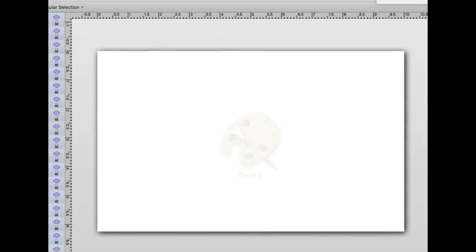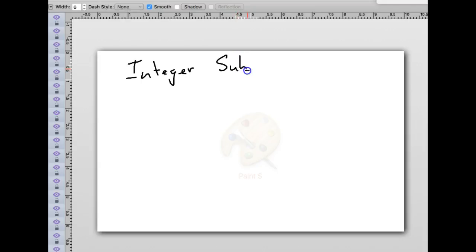All right, today we're going to talk about integer subtraction. This is taking our integers and subtracting them. So let's look at some examples.